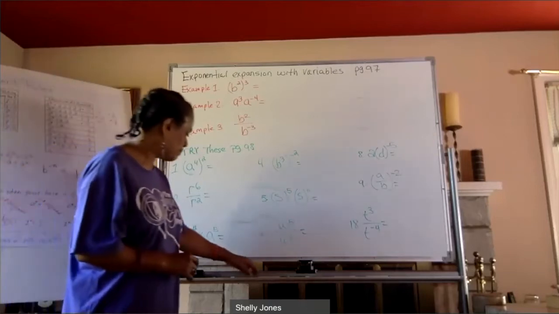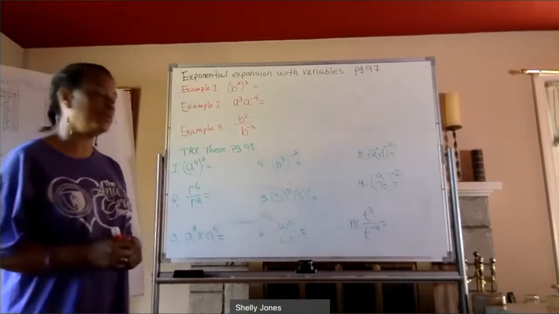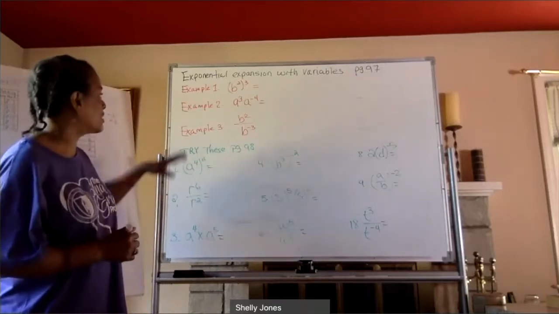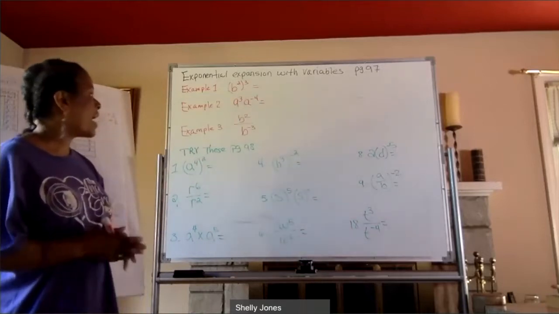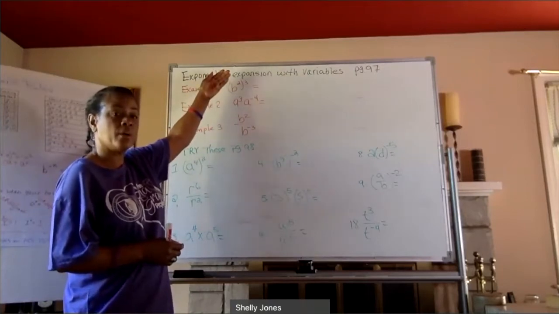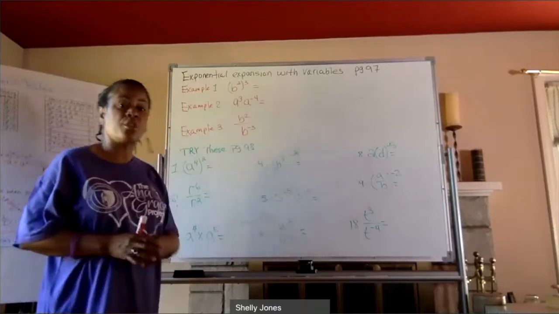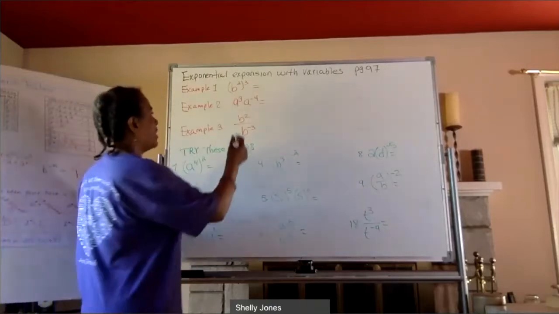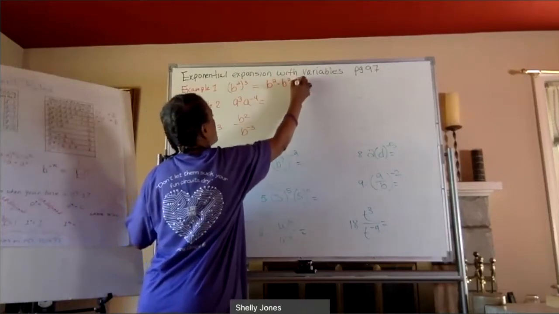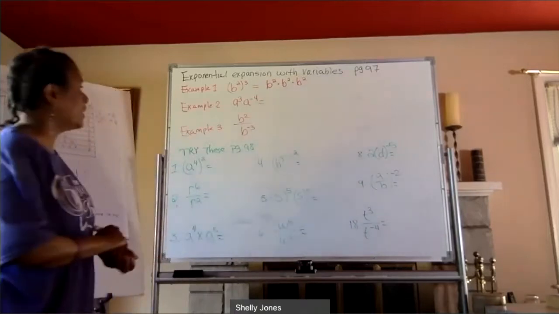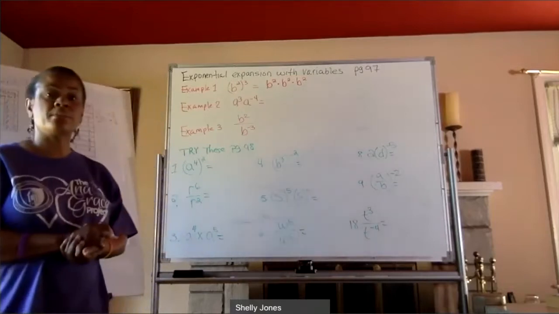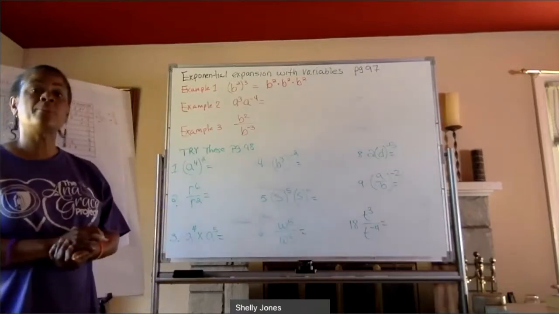All right, so I'm going to go through the examples with you, and then I'm going to have you try some of these, okay? In this case, example one says, if I have a base b squared, or b to the second power, all of that raised to the third power. Well, I would write that as b squared times b squared times b squared, right? It says I want everything in that parenthesis, and I want it 3 times. So b squared times b squared times b squared.